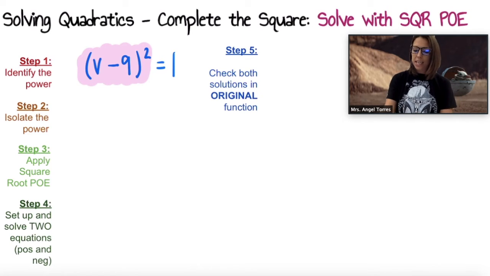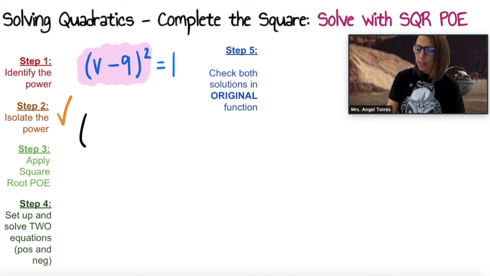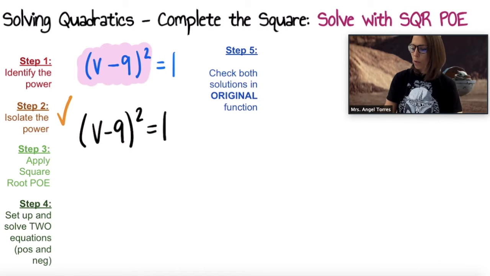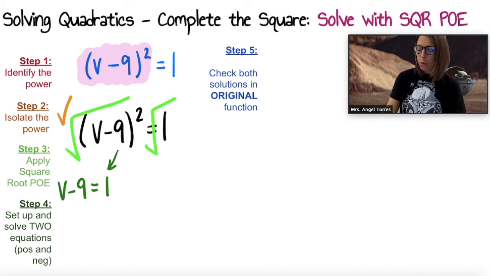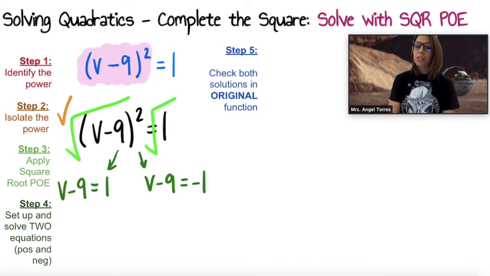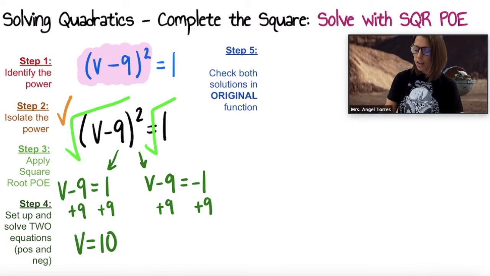Step 2 is to isolate it, which we don't have to do because that's already been done. So we're going to move on to step 3. Take your power, v minus 9 quantity squared, and take the square root of both sides, applying the square root property of equality. Because there are two square roots of 1, we're going to set up two equations. V minus 9 equals positive 1, and v minus 9 equals negative 1. Now we can solve. And we end up with v equals 10 and v equals 8.